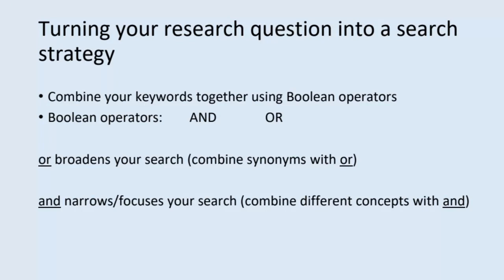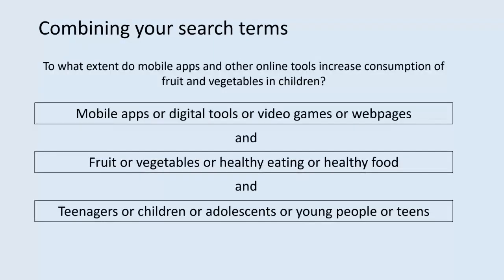Okay, so this is my visual representation of what this search strategy might look like in a database. You can see that we've used or in each of the concepts. So in our first concept, we're saying to the database, we don't mind whether the author has used mobile apps or digital tools or video games or web pages. We want any of those papers that have any of those terms in. So we're really broadening our search here. We don't mind which of these terms, we want any of these terms, okay? So you do oring in each of your concepts. You always combine synonyms with or.